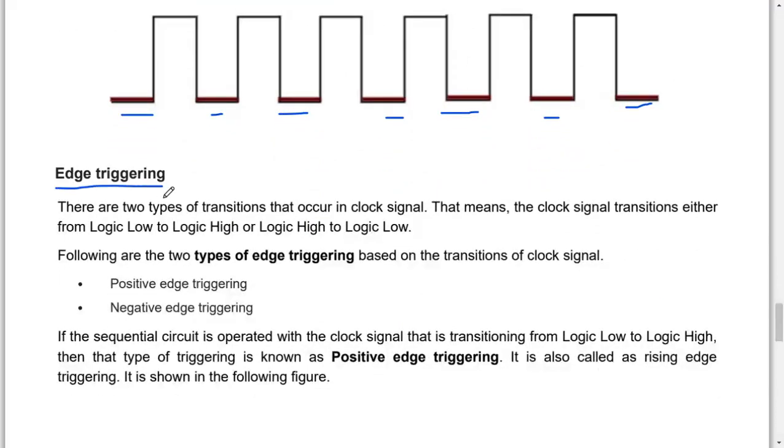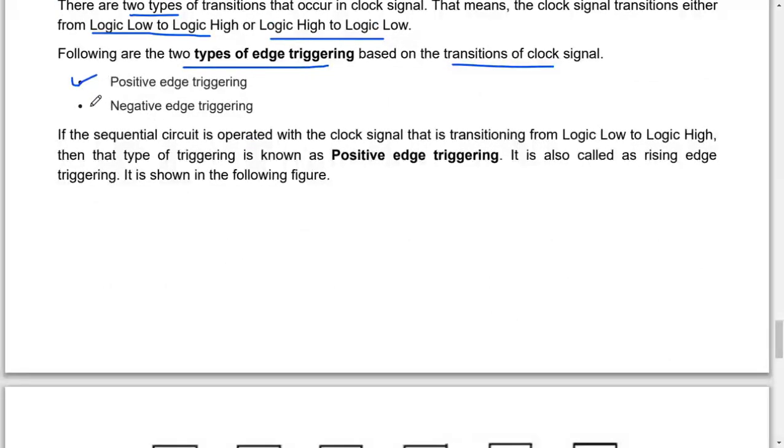Edge triggering. There are two types of transition that occur in a clock signal. That means the clock signal transitions either from logic low to logic high or from logic high to logic low. The following are the two types of edge triggering based on the transition of the clock signal: one, positive edge triggering, and two, negative edge triggering. If the sequential circuit is operated with the clock signal transitioning from logic low to logic high, then that type of triggering is known as positive edge triggering. It is also called rising edge triggering. It is shown in the following figure.